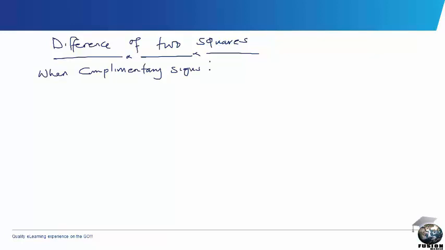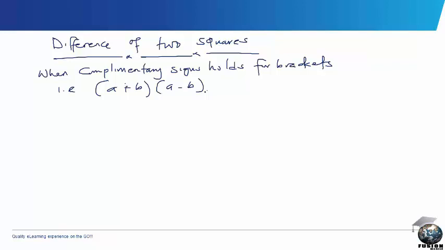Alright, signs hold for brackets. All we are saying is that when you have a bracket a plus b and the next bracket a minus b, look at the brackets, you find out that they look identical. The only difference is that the signs separating them are different, but they look identical. So let's find out what happens when you multiply identical values with different signs, joining them together.